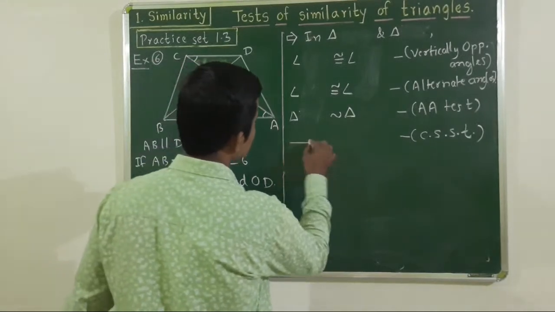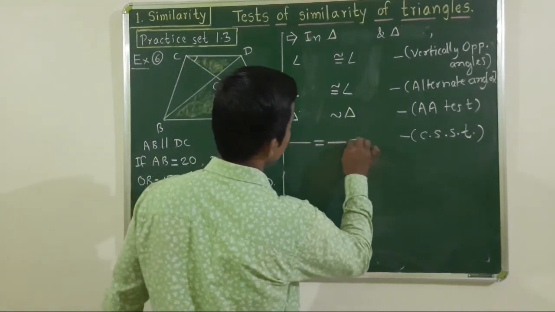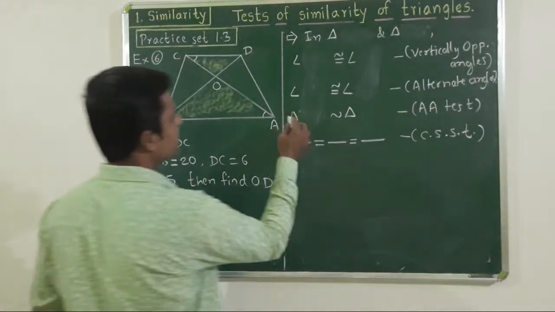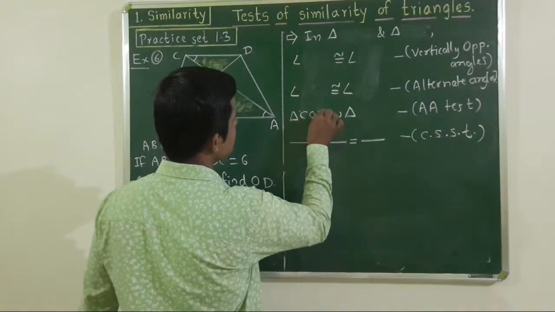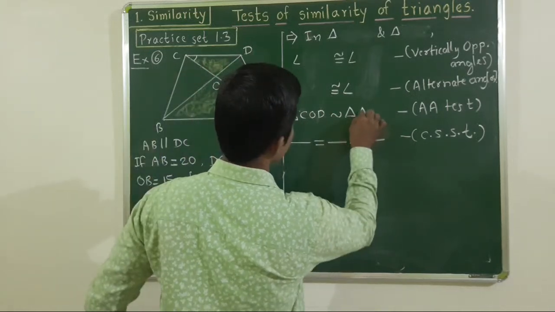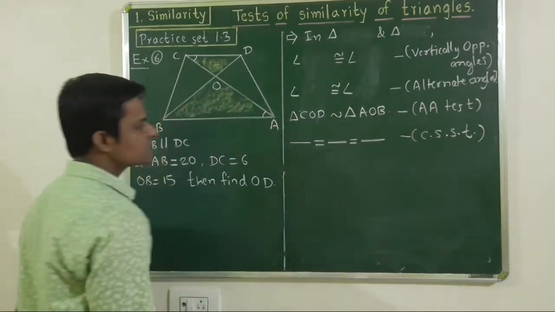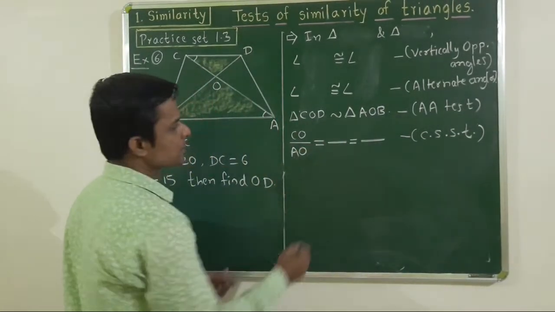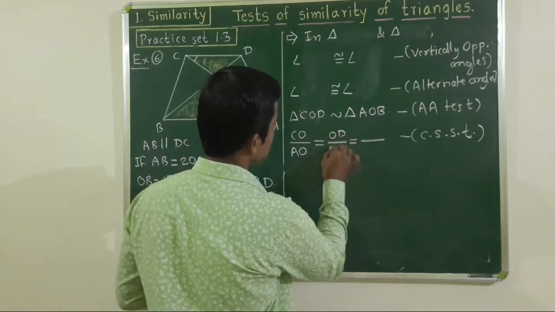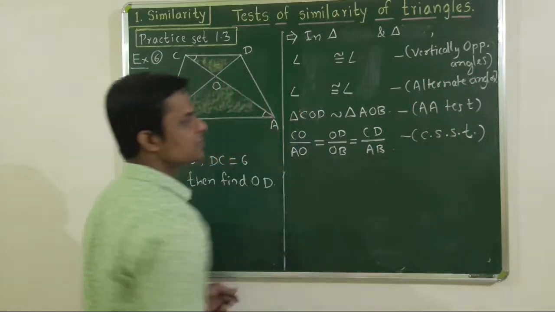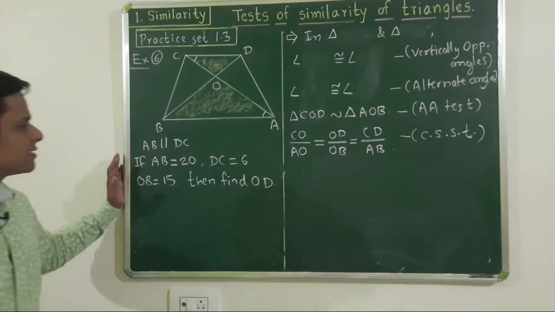Hence, their corresponding sides will be in proportion. And what are the corresponding sides? For that, I have to write names here. That is triangle COD and AOB. Hence, the corresponding sides are in proportion. That is, CO upon AO is equal to OD upon OB is equal to CD upon AB. The reason will be corresponding sides of similar triangles.